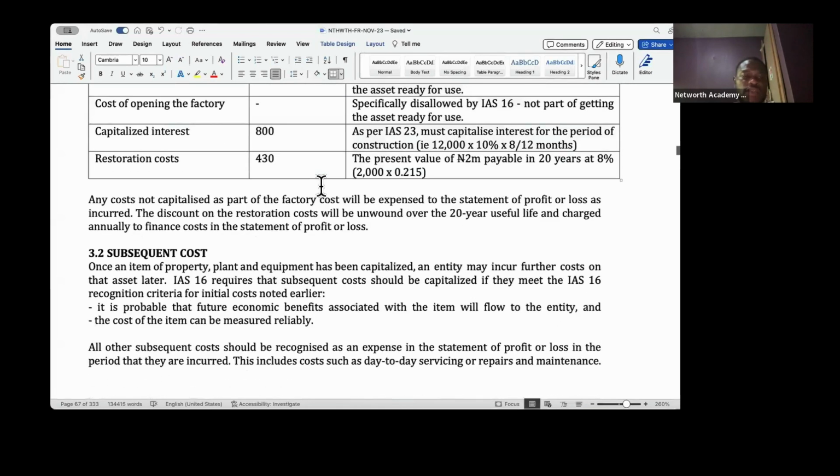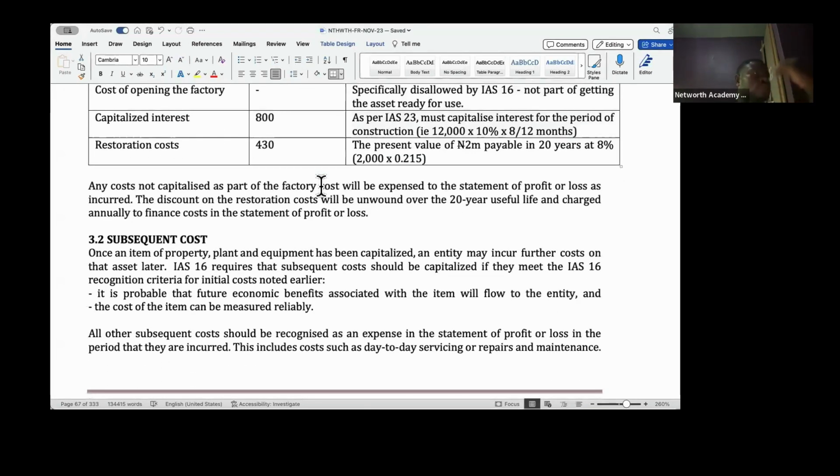Good. Now let's go to subsequent cost. So now we are done with initial measurement, which is how you determine the cost of an item of PPE at the date of the transaction, when you acquired it, and how you put it in your books. You see, when you buy an asset, you still continue to incur costs. And that's what we call subsequent costs.